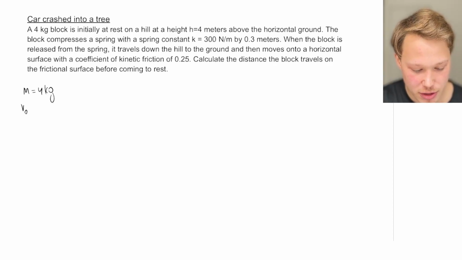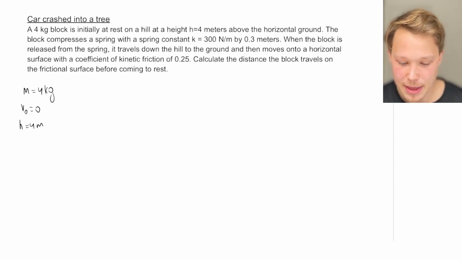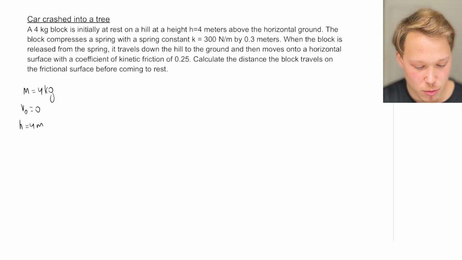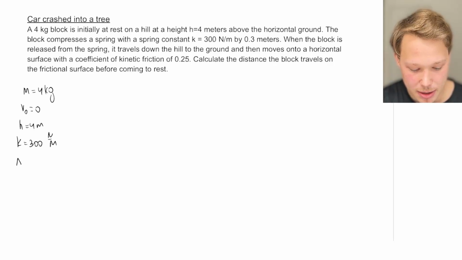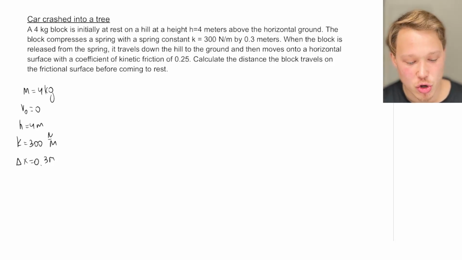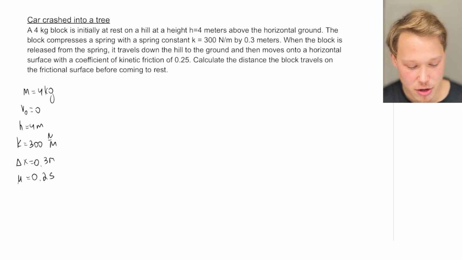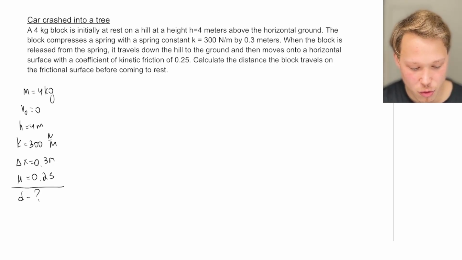So we can say initial velocity is 0 at a height of 4 meters above the horizontal ground. The block compresses the spring with a spring constant of 300 newtons per meter by 0.3 meters. When the block is released from the spring, it travels down the hill to the ground and then moves onto a horizontal surface with a coefficient of friction of 0.25. Calculate the distance the block travels before it comes to rest. So let's take a look.